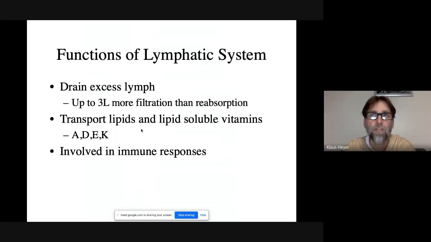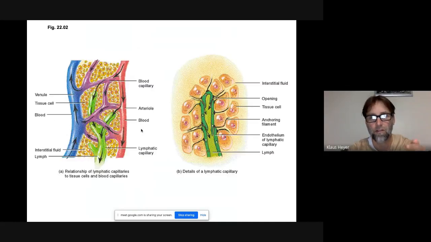That's what lymph does. I'll go back to this in a second. See, right here.